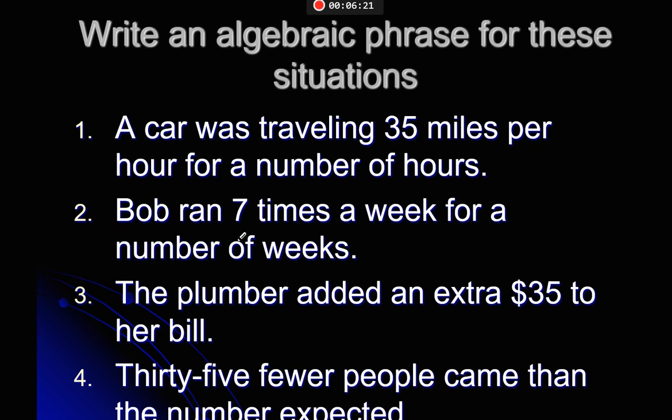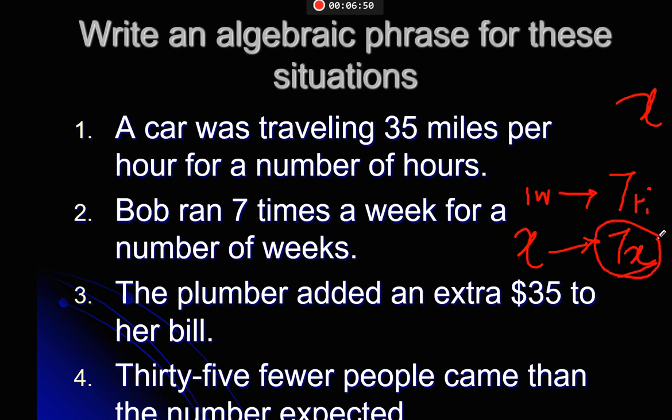Bob ran 7 times a week for a number of weeks. In one week, Bob ran 7 times. Suppose I consider the number of weeks as x. So for x weeks, he ran 7 times x, that is 7x times. So the expression is 7x. Clear?